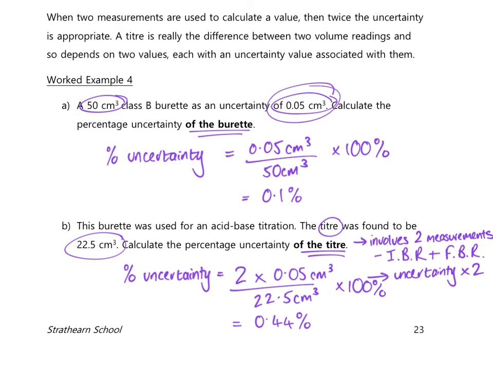Maybe highlight that when you're asked, and quite often they do this too, because people then forget to times the uncertainty value by 2 for a titre. So really, if you're asked for the percentage uncertainty of any piece of apparatus or the measurement from any piece of apparatus, then it will just be your uncertainty divided by the volume or mass times 100%. But if it's of a titre, that's really the only exception. If you're asked for the percentage uncertainty of a titre, then it will be 2 times your uncertainty value divided by the volume of your titre times 100%.